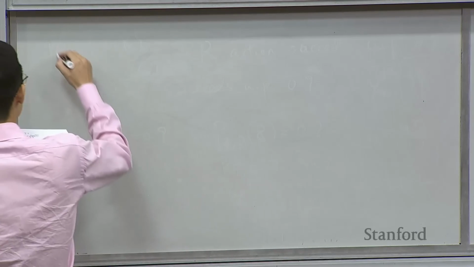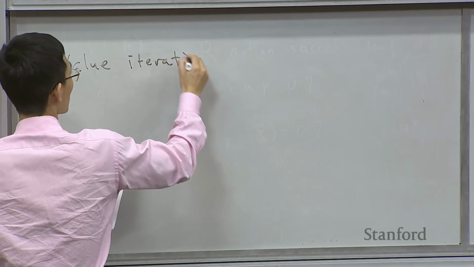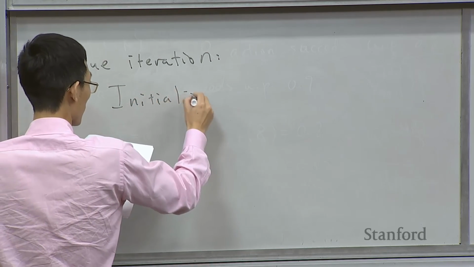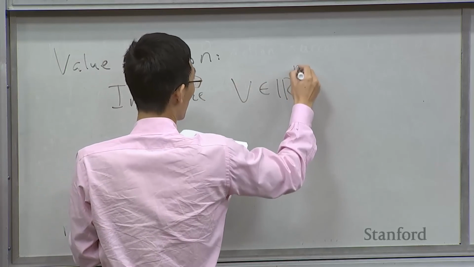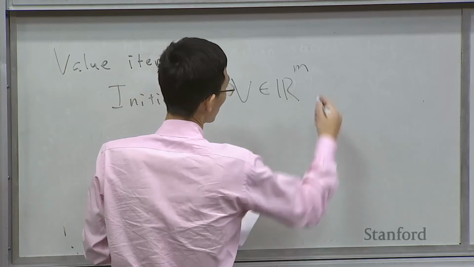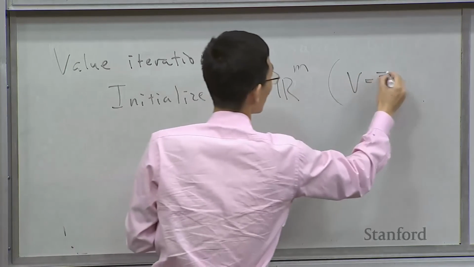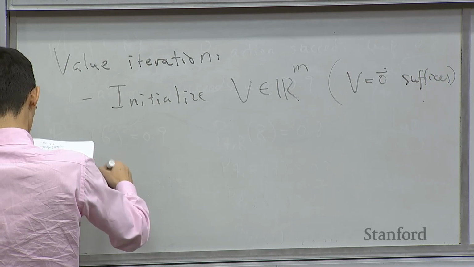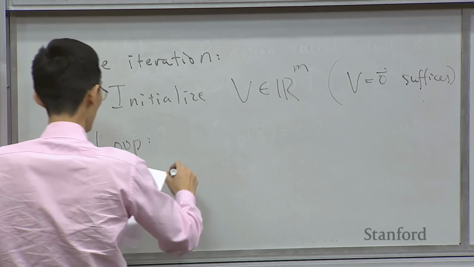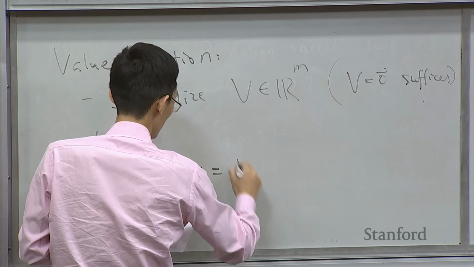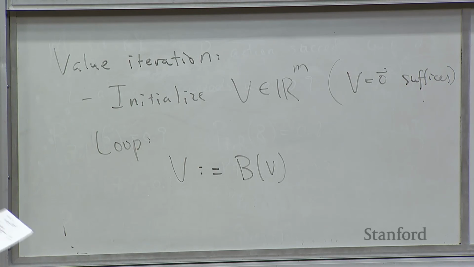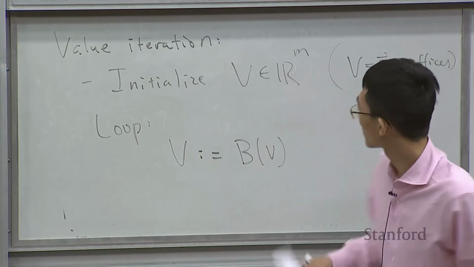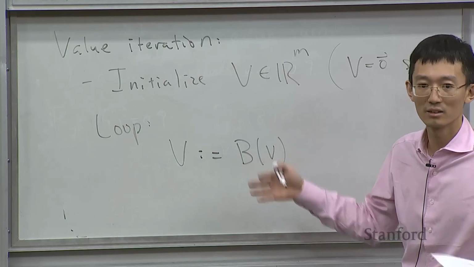What does that mean? That really just means that you have this so-called value iteration. You initialize some V in R^m, maybe V0, randomly or maybe just to 0. Then you have a for loop such that at every time V is updated to be B of V, and you just keep iterating. There's a guarantee that you will converge to the fixed point. The fixed point will satisfy V equals B of V, and that's the V star.